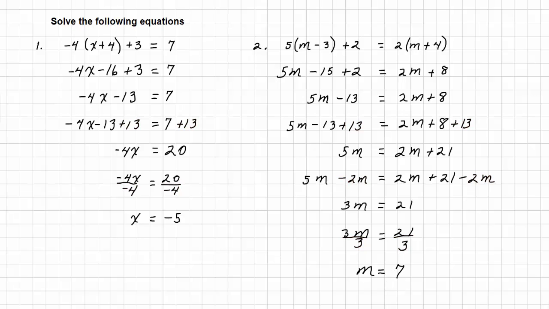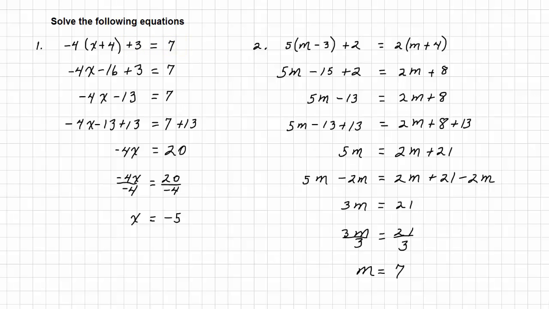I'm not going to do a formal check for these answers, but if you want to have some idea if the answer is correct, in the first equation, substitute negative 5 into the left side of the equation for x. Inside the brackets, you have negative 5 plus 4, which is negative 1. You multiply that by negative 4 outside the brackets. You end up with positive 4. Then you add the 3, which is 7, which is equal to the right side, so it's correct.